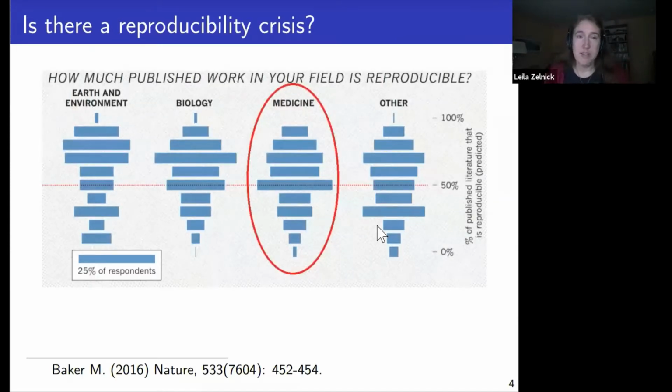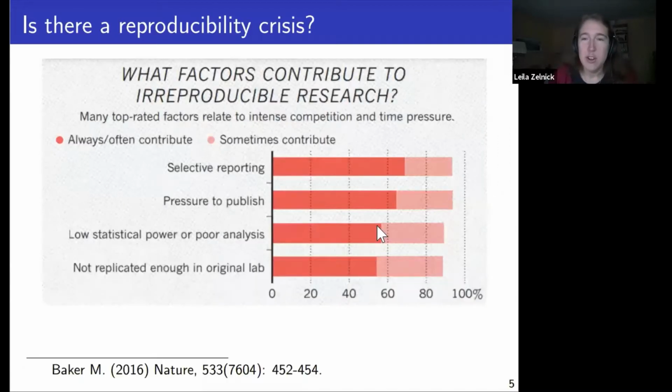Moreover, they broke it down by field. And in medicine, about half of respondents said that 50% or less of published work in our field is reproducible, which is striking. They further went on and asked, okay, what factors are contributing to this irreproducible research? And the top rated factors were selective reporting, pressure to publish, and statistical design and analysis, cited as always or often contributing to the problem.